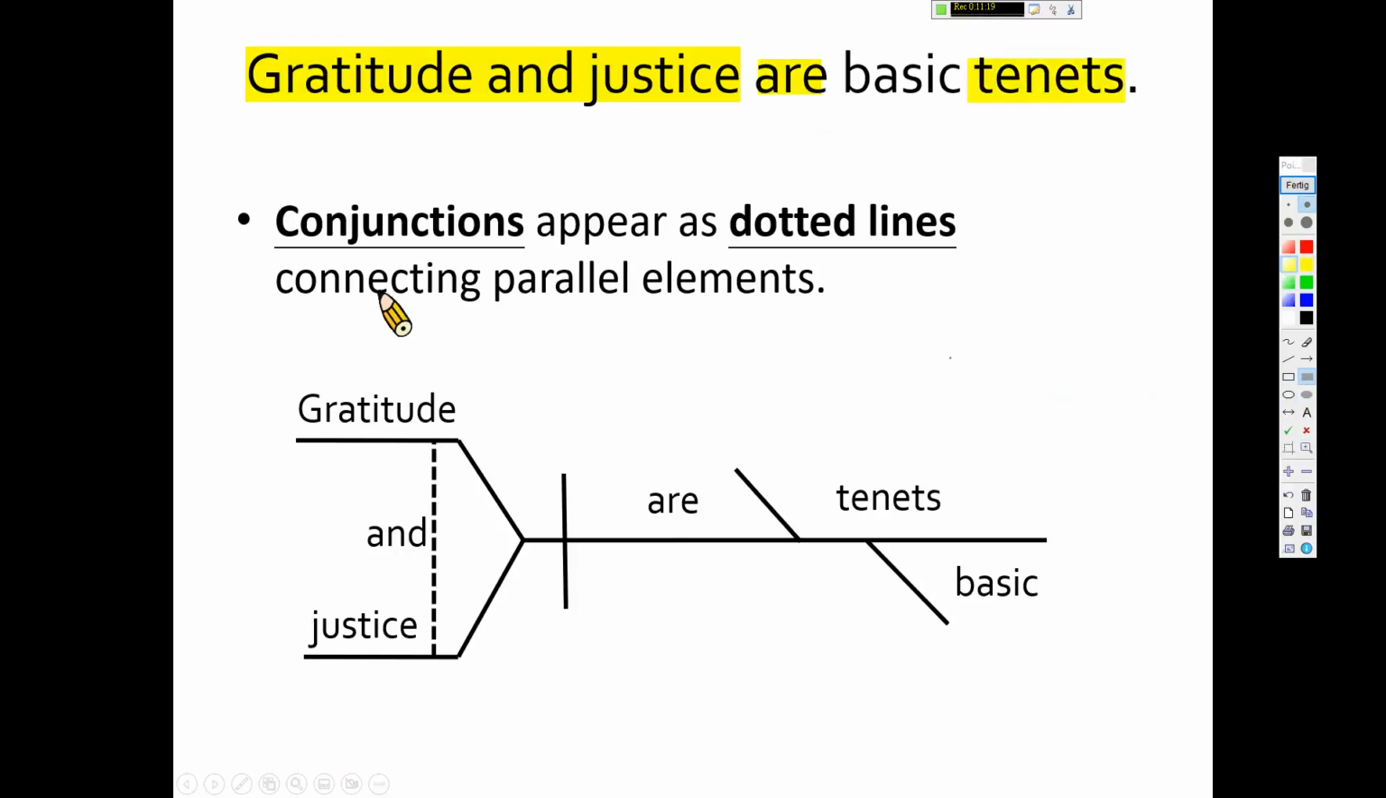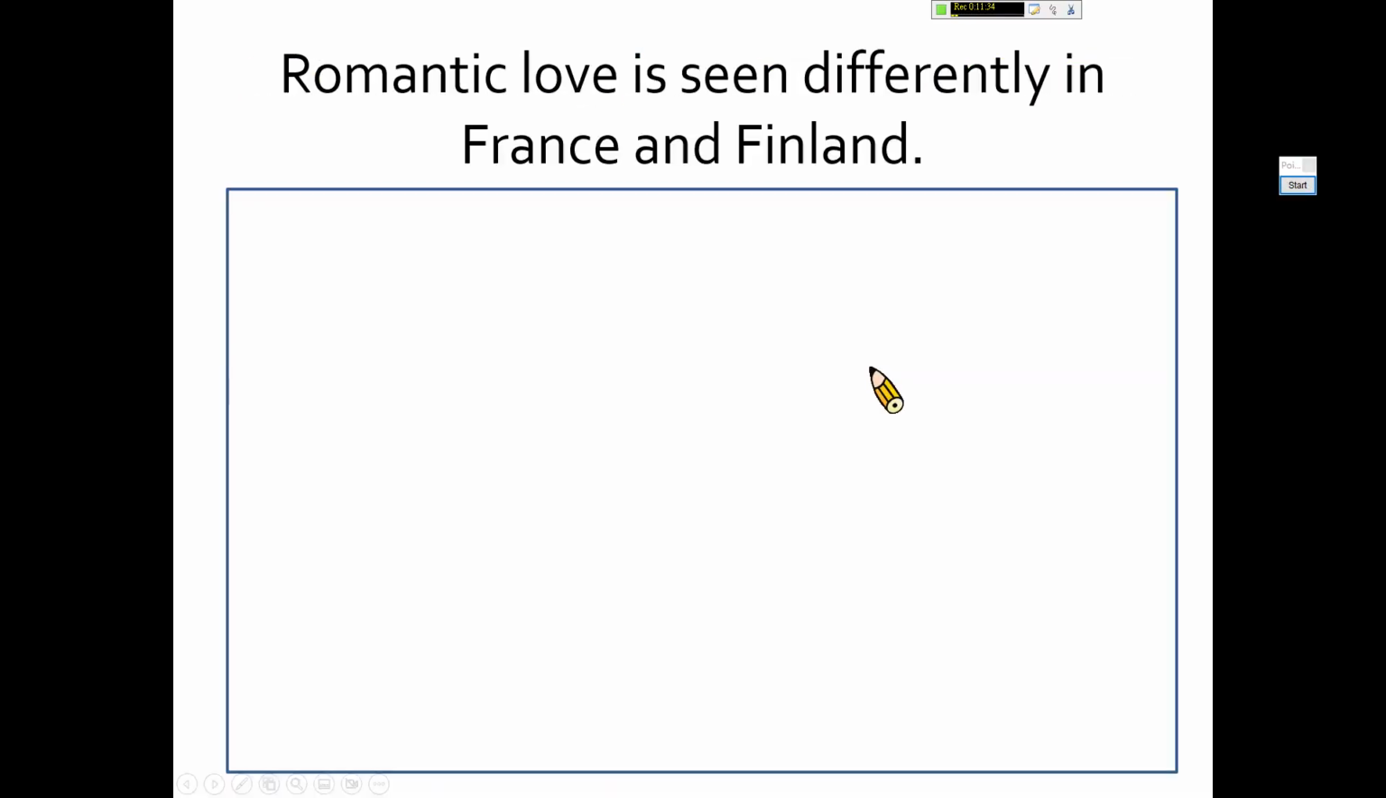Is that right? So how can we use conjunctions? We will use a dotted line to connect parallel elements. And we put and here. Okay? So this is the very simple rule. So now let's practice this one. Romantic love is seen differently in France and England and Finland.